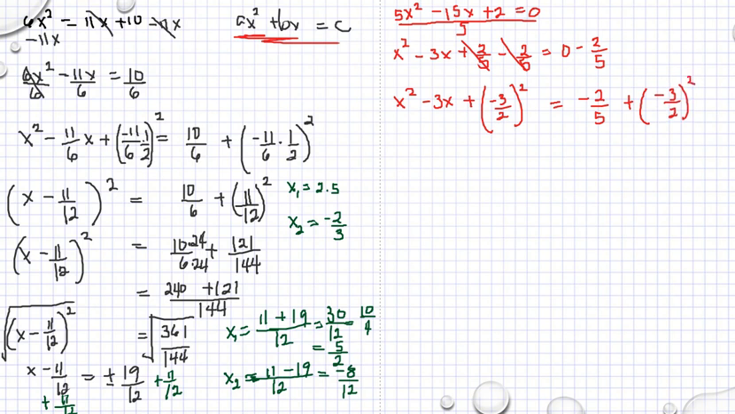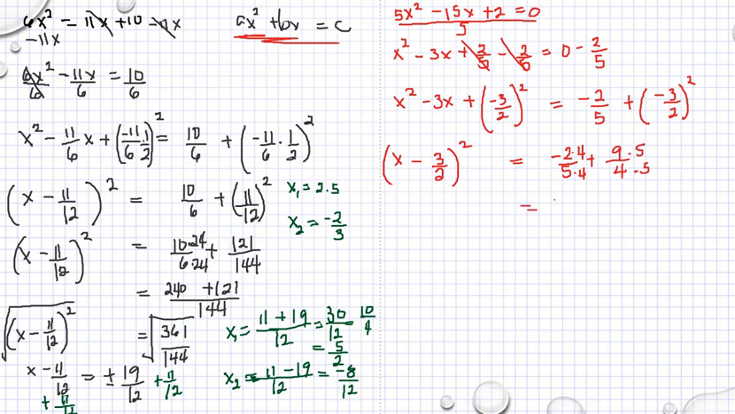plus negative 3/2 squared. That means the left hand side of the equation now is x minus 3/2 squared is equal to negative 2/5 plus 9/4. Okay, and then we take the least common denominator, which is 20.